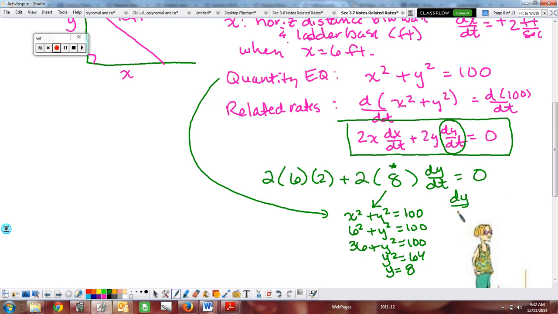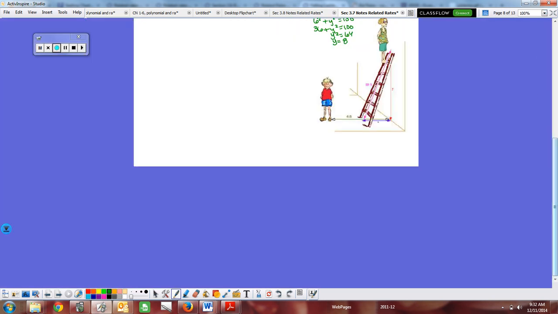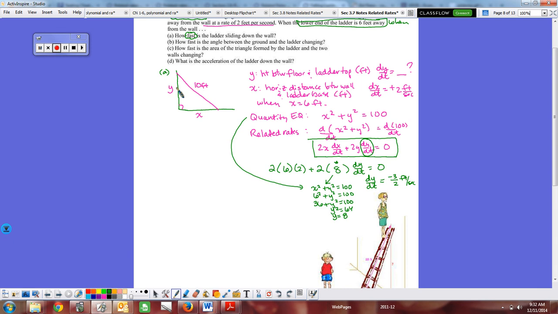You end up with your dy/dt, and I'll leave you to verify the arithmetic for that, but you should end up with -3/2 feet per second. Now, does it make sense to us that this is a negative value? Hopefully the answer is, yeah, that makes sense, because y is decreasing. The ladder is sliding down the wall, so the height between the top of the ladder and the floor should be a decreasing rate. So we answer the question for A.